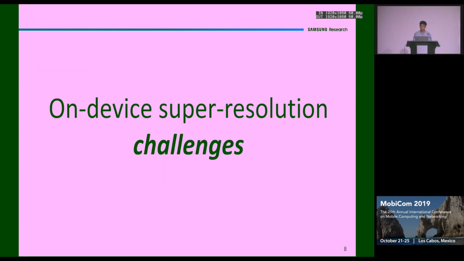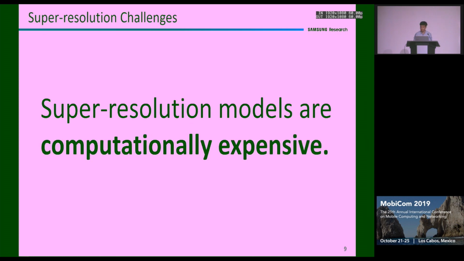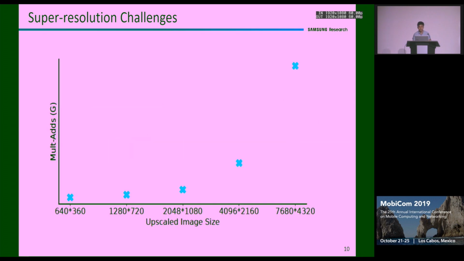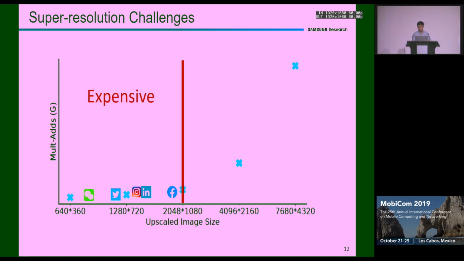So what? Just run it. This model, multiply add operations. And on the x-axis, the output resolution up to 4K. And the bigger the upsample, the more expensive. The good news is that some of the popular ones, up to like 2K, which is the red line, is still really expensive.